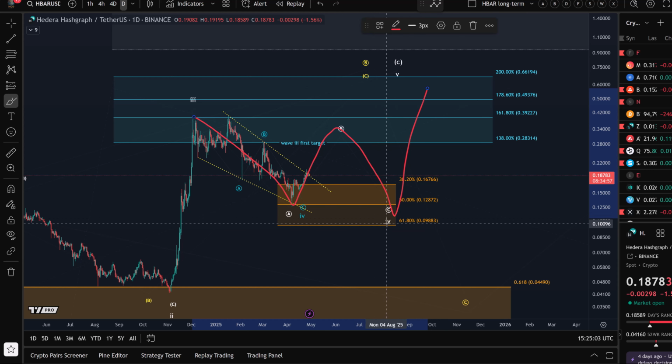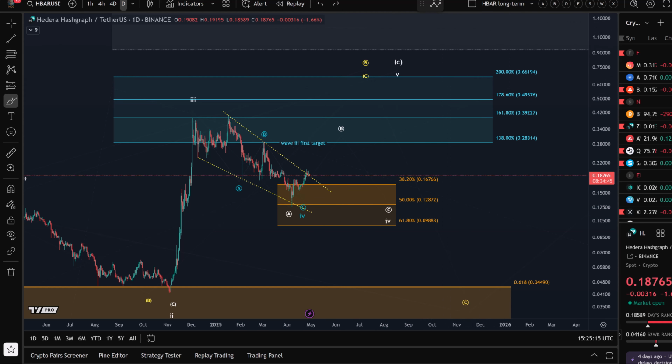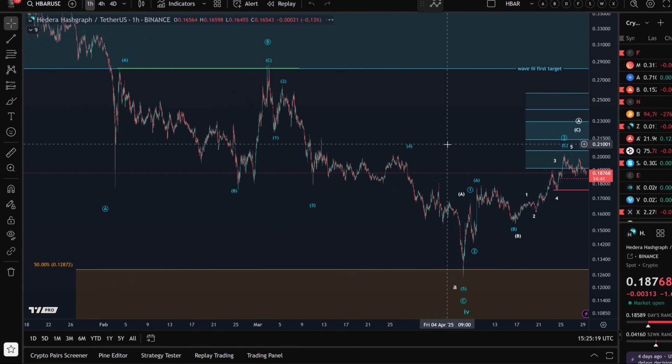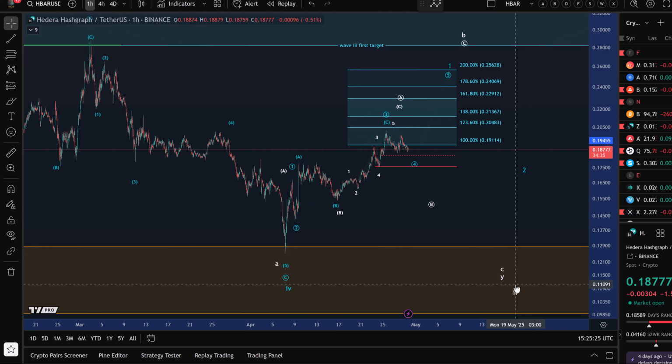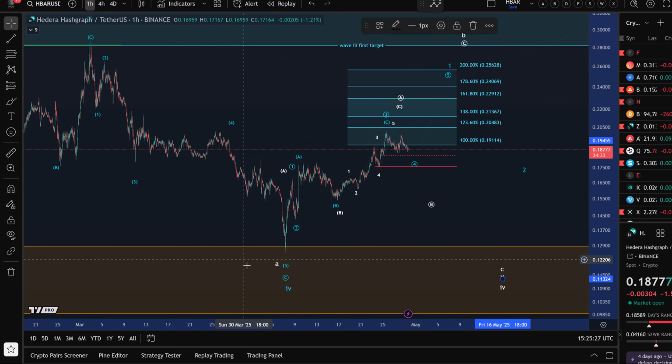This is not a must. The price absolutely doesn't have to form this extended wave 4. It's not needed. Okay. Now let's also remove that and let's talk about the smaller time frame, because on the smaller time frame, I'm tracking the direct move up in more detail.